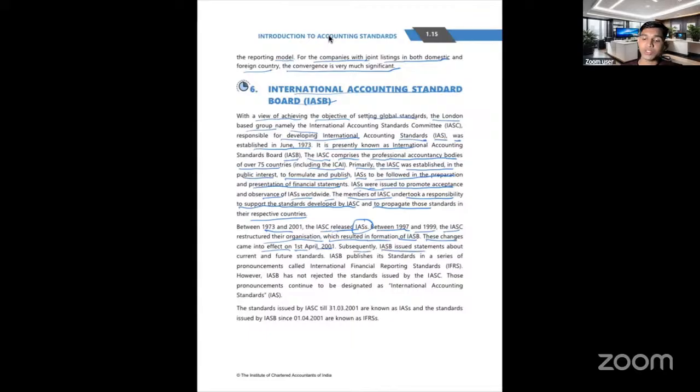Subsequently, IASB issued statements about current and future standards. IASB publishes its standards in a series of pronouncements called International Financial Reporting Standards, or IFRS. However, IASB has not rejected the standards issued by IASC. Those pronouncements continue to be designated as International Accounting Standards (IAS). The standards issued by IASC till 31st March 2001 are known as IAS, and the standards issued by IASB since 1st April 2001 are known as IFRS.